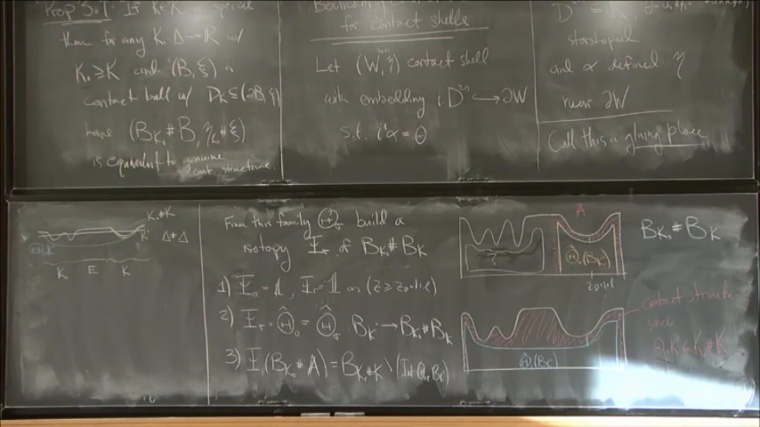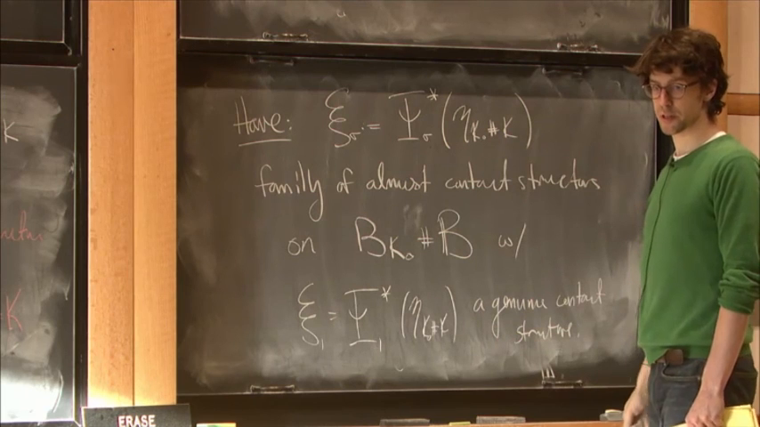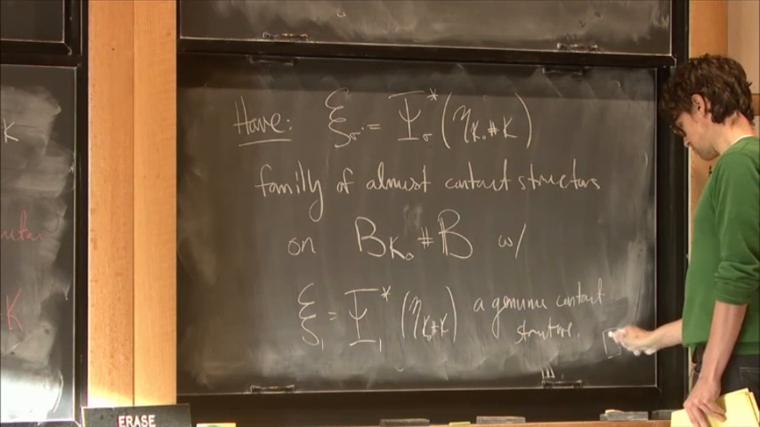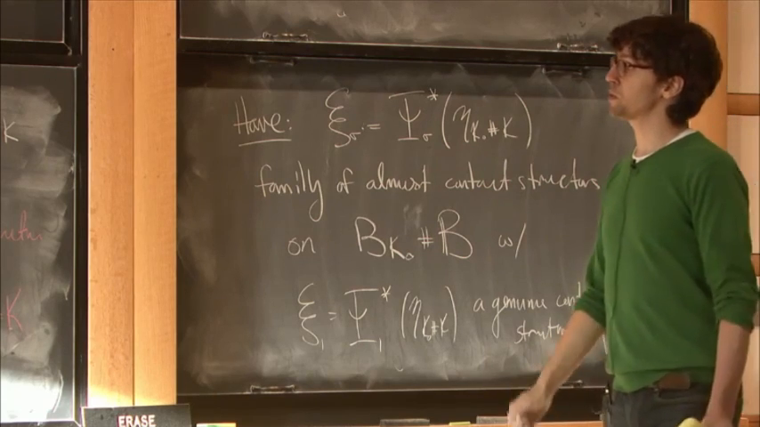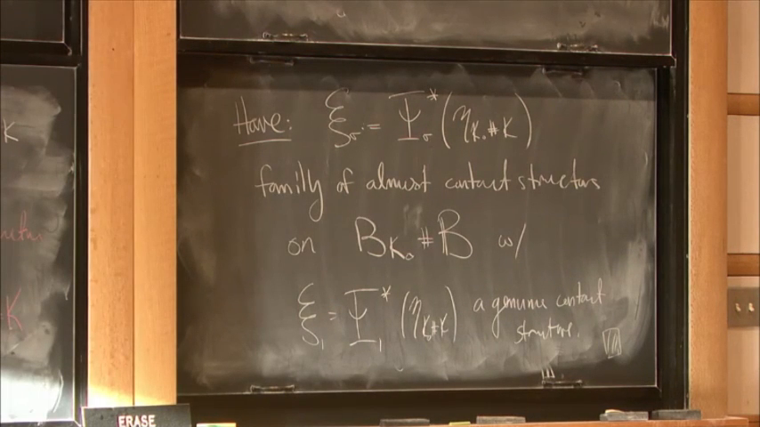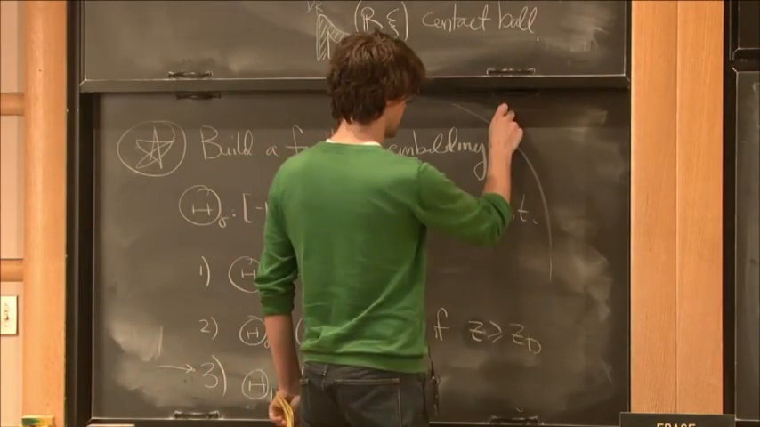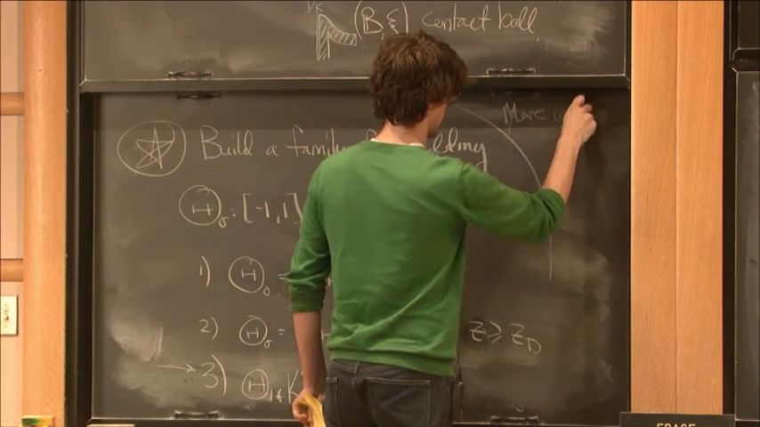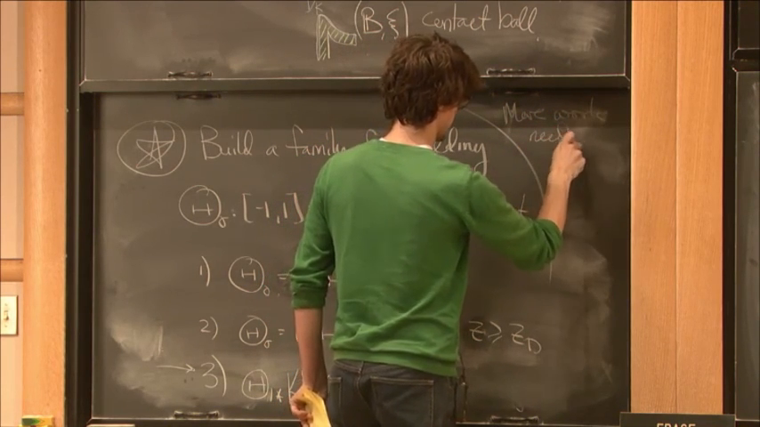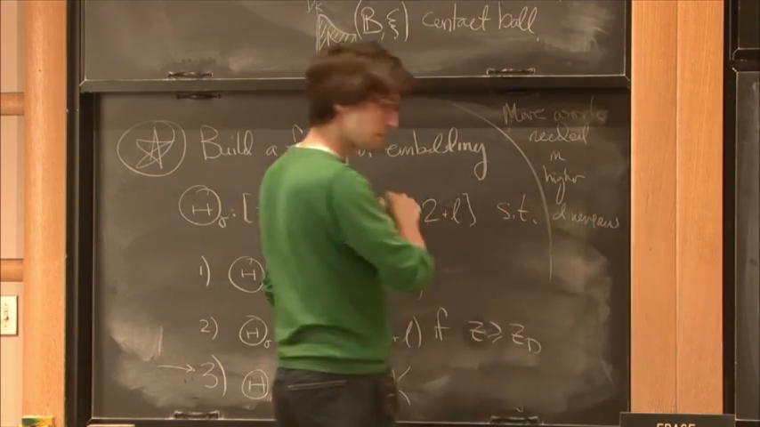This is the family of almost contact structures that starts off with just the standard one that you would get from gluing these two pieces together. And we have a homotopy from the standard one, when sigma equals zero, to one that's a genuine contact structure on this space. So that proves this proposition in the three-dimensional case. And this whole story generalizes. The part that's harder in higher dimensions is proving this. This is the part that needs more work in higher dimensions. I guess I'll have to do that next time.